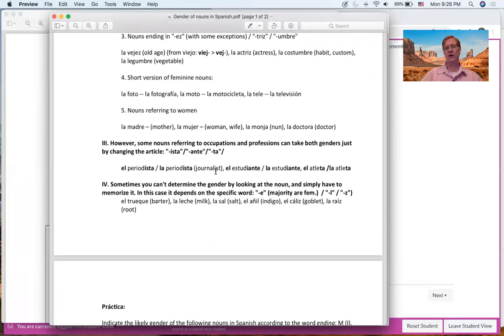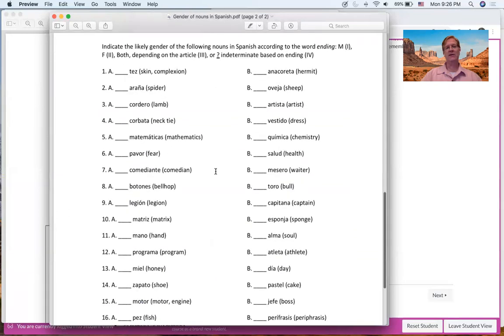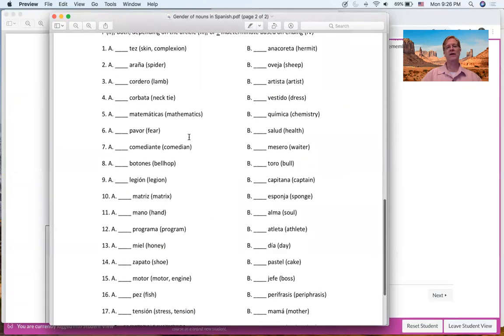It has all the rules that we covered already and some practice. So we want to look at the ending of the word and see if we can determine what gender it is. So for example, let's look at cordero, cordero. Cordero ends in an O, so chances are it's masculine. So I would put here M, masculine.